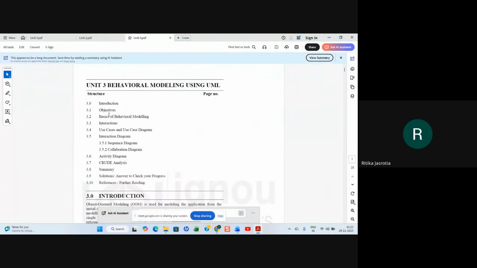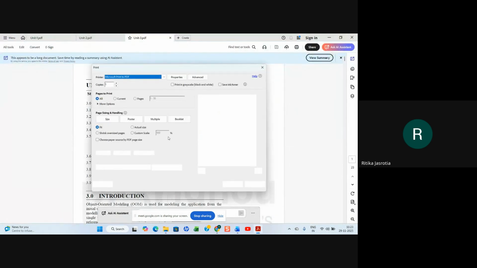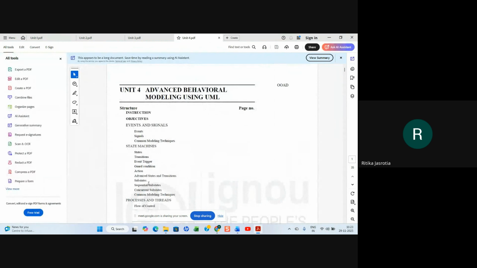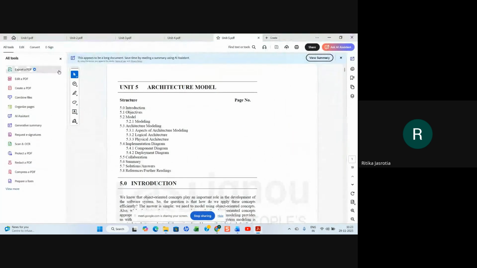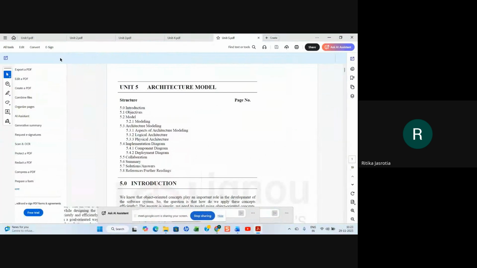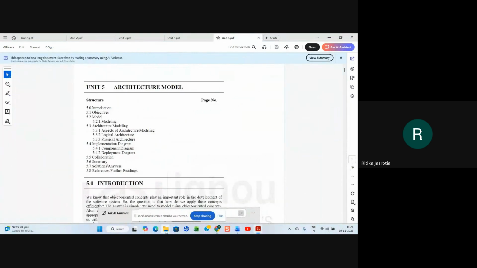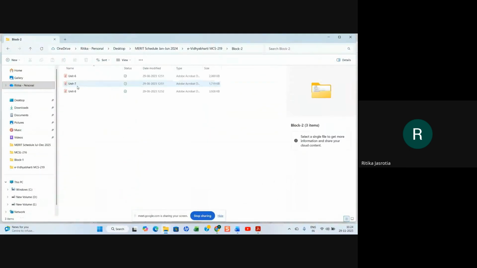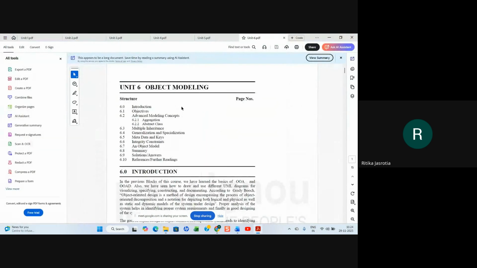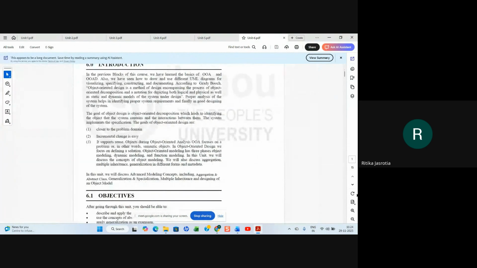This has use case diagram. This won't be having it. This is state machine. This will also not be having it. And this is collaboration diagram. So we may go to block 2. I don't know what is in block 2. Maybe I will see in this one.